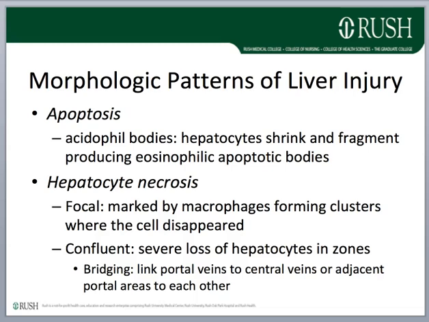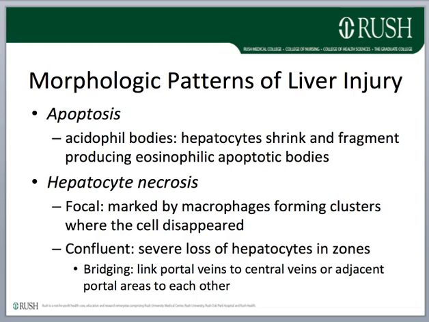So necrosis occurs in 2 patterns. Both of these you've heard about in other contexts. One is apoptosis, which is individual cell necrosis, and this takes a programmatic form of development. That is, it's a planned sequence of events. The morphologic appearance in the liver of apoptotic cells are called acidophil bodies, as I'll show in the next slide. And in this situation, the hepatocytes shrink and eventually fragment to produce these eosinophilic apoptotic bodies.